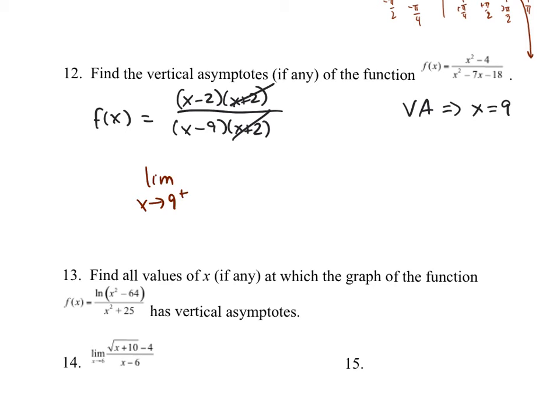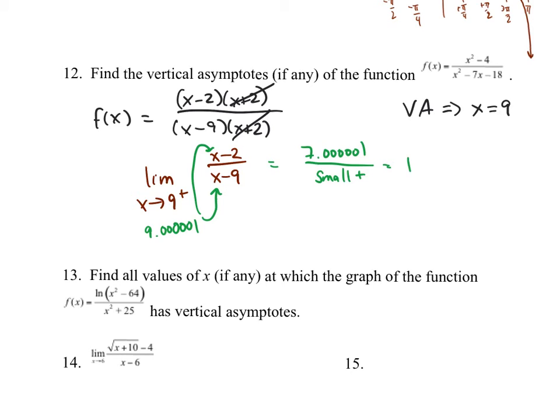From one side, it doesn't matter, of x minus 2 over x minus 9. So if I plug in a number really, really close to 9, a little bigger, 9.0001, plug it in there and there. On the top, I get 7.0001. And on the bottom, I get a really, really, really small positive number. So if I take 7 divided by the infinitely small positive number, I'm going to get positive infinity. So as long as I get an infinity, generally that means I have an asymptote there.